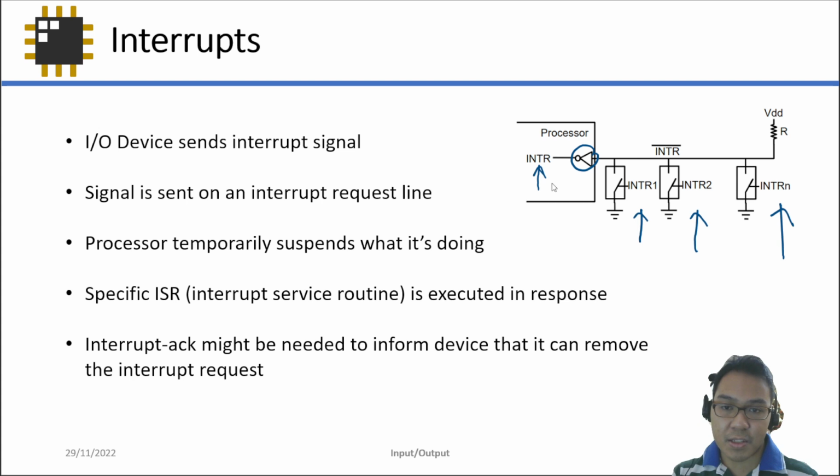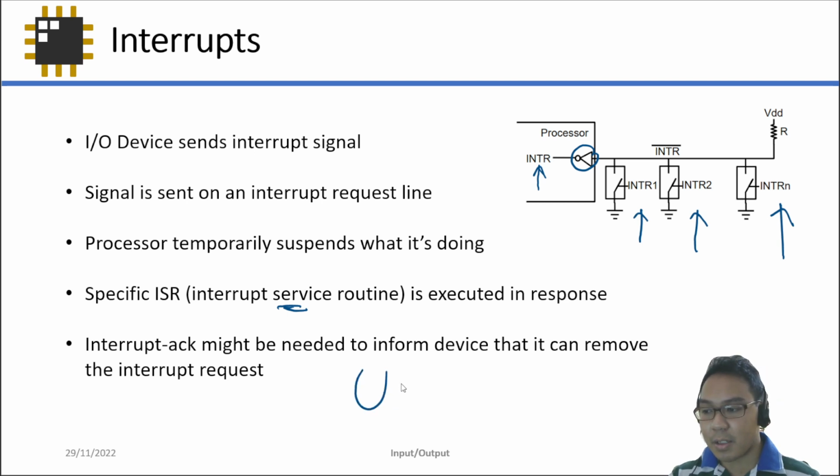Whenever an interrupt signal is sent by a device, the processor jumps to the interrupt service routine in order to do whatever thing it needs to do with respect to the I/O device. So that's basically how interrupt-based I/O processing works.